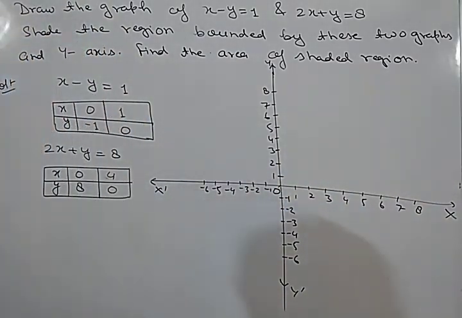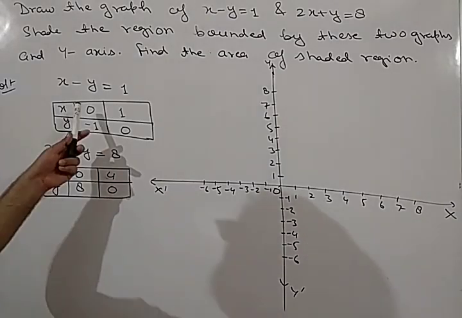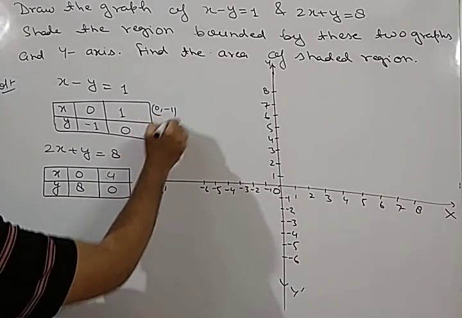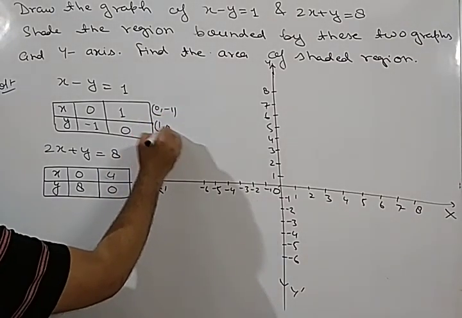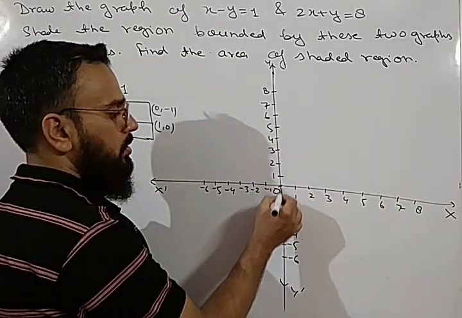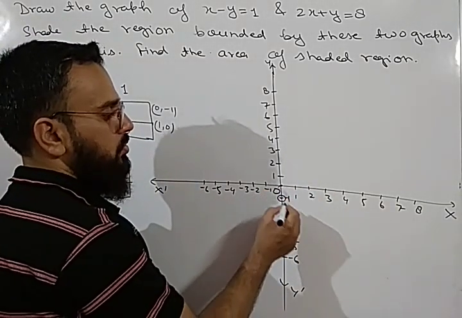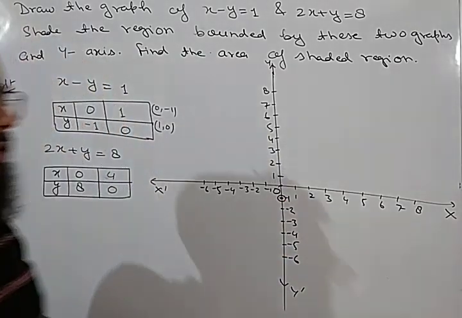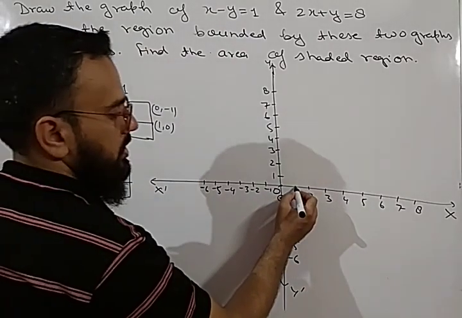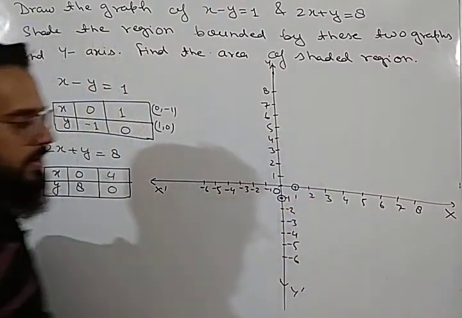Now, let us plot the point and draw the graph. The first ordered pair is 0, minus 1, and the second ordered pair is 1, 0. So where will 0, minus 1 be? X equal to 0, y equal to minus 1. So this is our first point, 0 and minus 1. Then the second point is 1, 0.